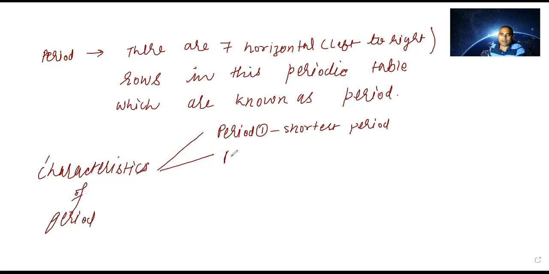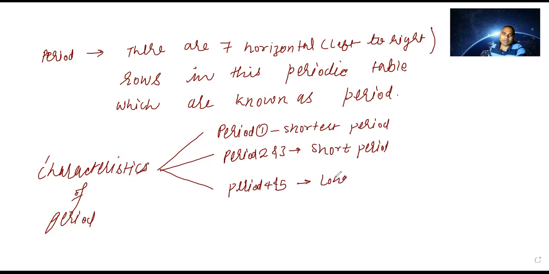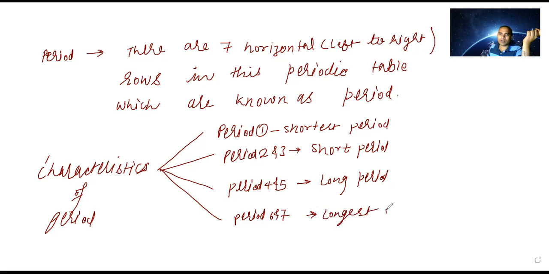If you talk about periods 2 and 3, that is known as short period. The next one, periods 4 and 5, this is called long period. And next, periods 6 and 7: earlier, period 7 was incomplete, but nowadays it has been completed. So periods 6 and 7 are known as the longest periods.